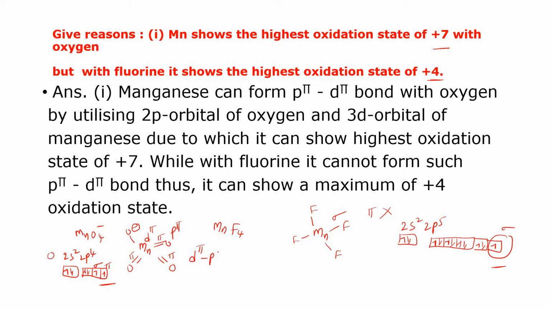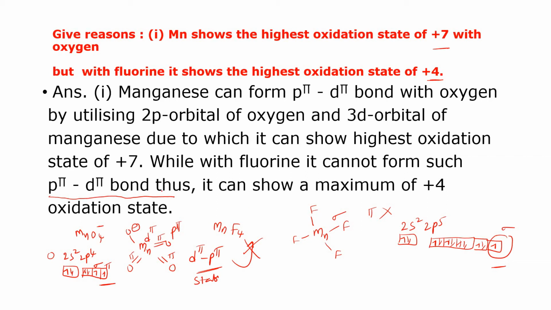Dπ-pπ overlapping is there, and because of this it is getting stability. But this type of thing is not observed in the case of MnF4. So that is the reason, this is important for us. Pπ-dπ bonds are the reason for the stability and for manganese showing more oxidation states.